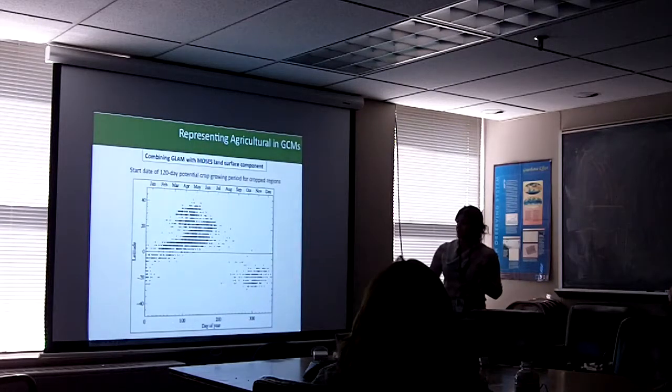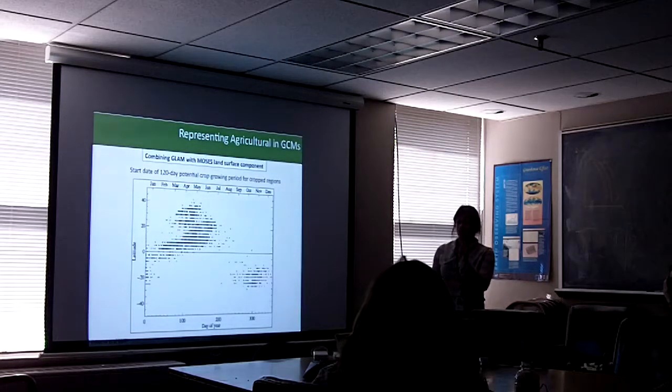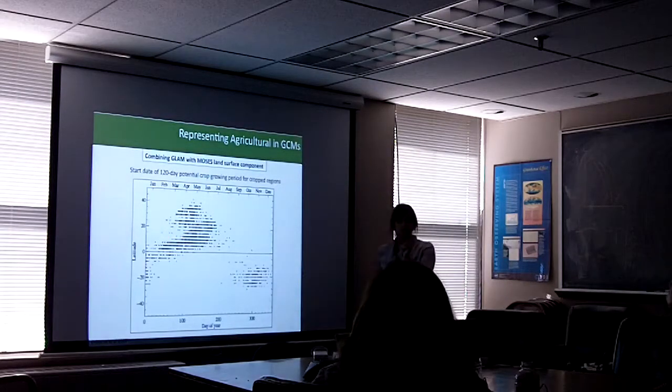So you'll see day of the year down here. This is the potential start date, or the start date of a 120-day growing period cycle, right?